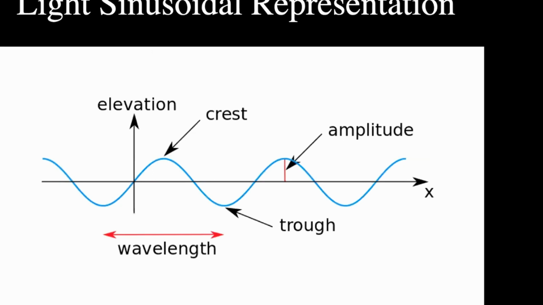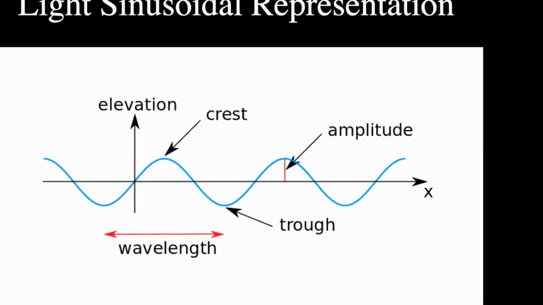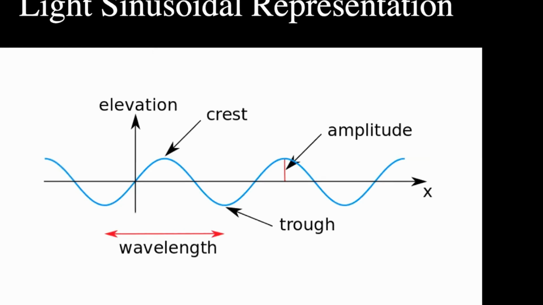And then I need to do a little bit of back and forth just to make sure that we are all on the same page. So I told you that light is an electromagnetic radiation, and it's represented like a sinusoid. So this is a sinusoidal representation of light, and we need to do some nomenclature.